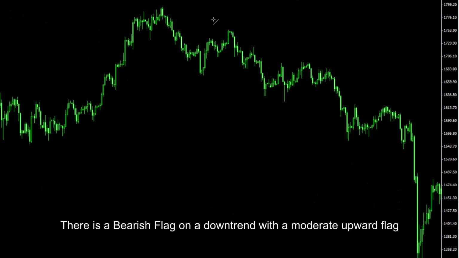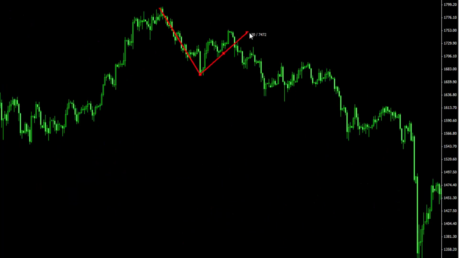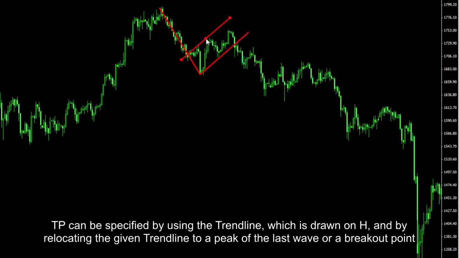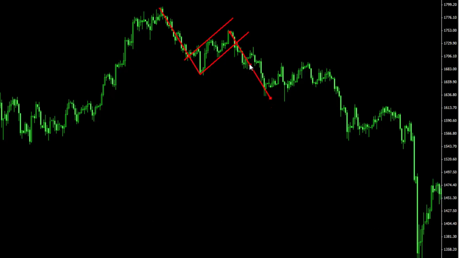Some examples would clarify how to exploit this pattern in trades. There is a bearish flag on a downtrend with a moderate upward flag. TP can be specified by using the trend line, which is drawn on H, and by relocating the given trend line to a peak of the last wave or a breakout point.